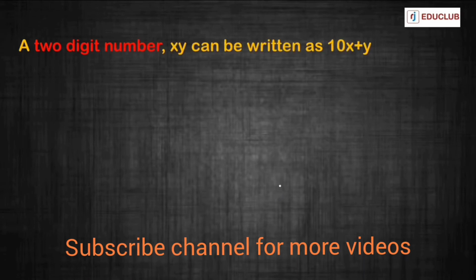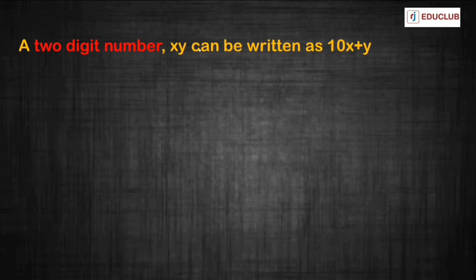Now, let us see a 2-digit number, a 3-digit number. This is applicable to any number of digits. Let us take a 2-digit number. This is the units place, the ones place. This is the tens place. Now it can be xy, which can be written as 10x plus y.